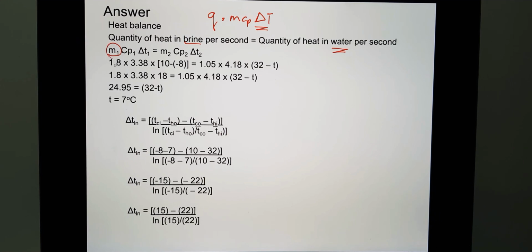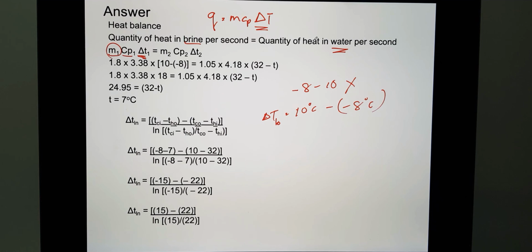Okay, the m of brine is 1.8, then the Cp for brine is 3.38, and then delta T for brine is from 10 to minus 8. That is 10 minus negative 8 degrees Celsius. Right? It is not the other way around. It is not negative 8 minus 10. That one is wrong. It's supposed to be from the higher temperature, whereby 10 degrees Celsius is higher compared to negative 8 degrees Celsius. Right? This one is delta T for the brine.